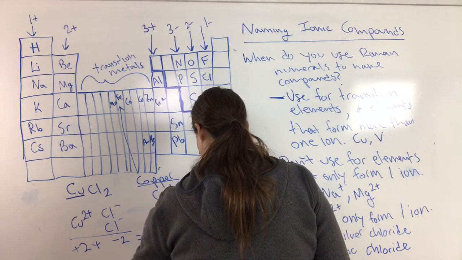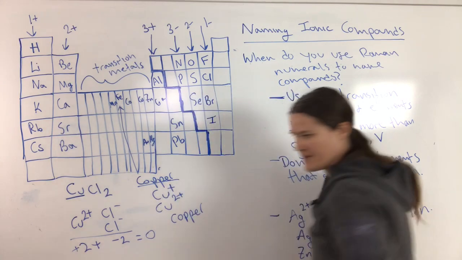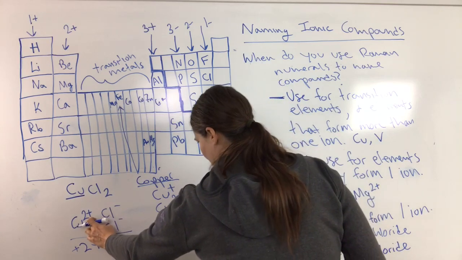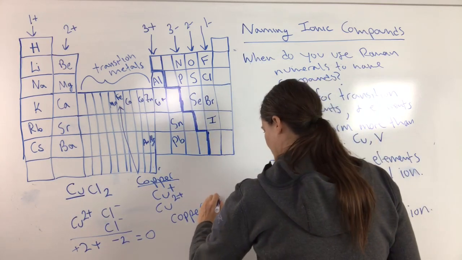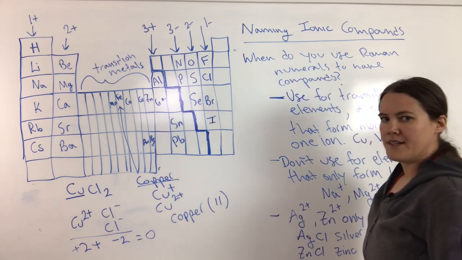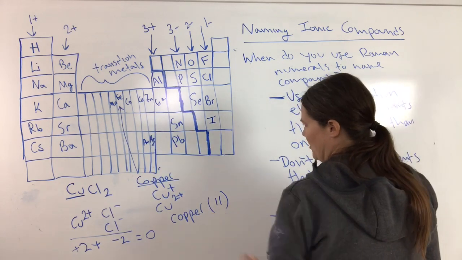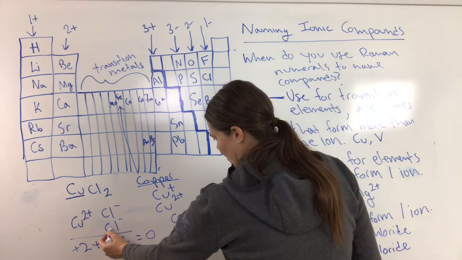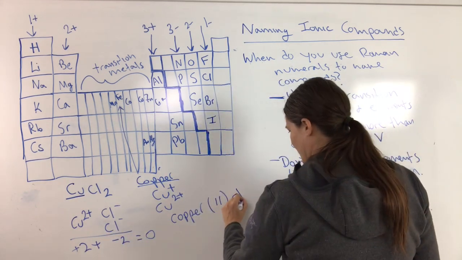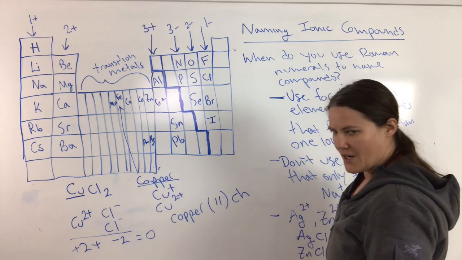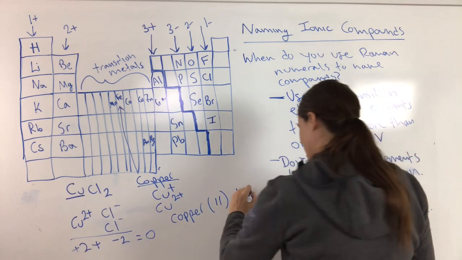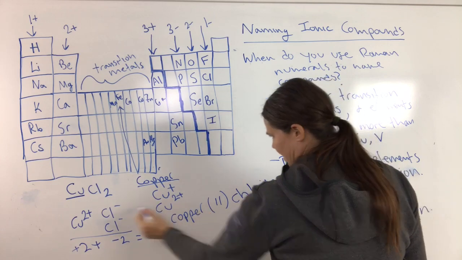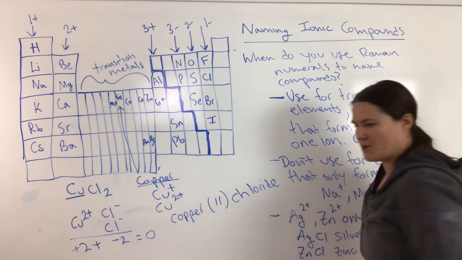So we have copper, the first element is copper, and it has a +2 charge, so we put the Roman numeral here for 2, and this is the Roman numeral for 2. And then we have a chlorine here, so the first syllable for chlorine is chlor, and then we add the IDE to the end, so this would be chloride. So this is copper 2 chloride.